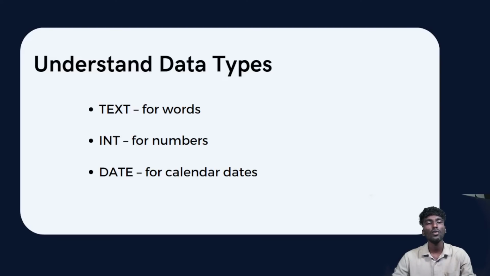Now we are understanding the data types in PostgreSQL. In every language we see data types, right? Text is one of the data types, int is one of the data types, and date is one of the data types. Text means words, int means numbers, and date means calendar dates. These are the three main data types.